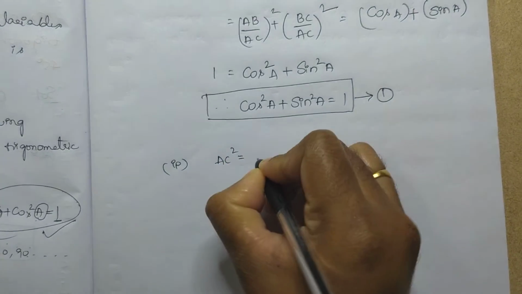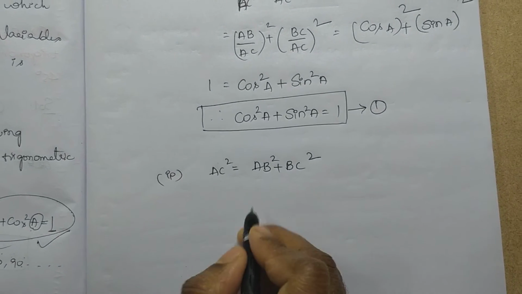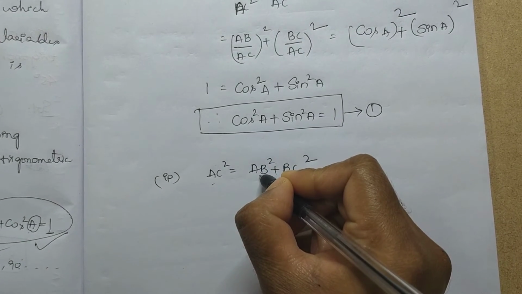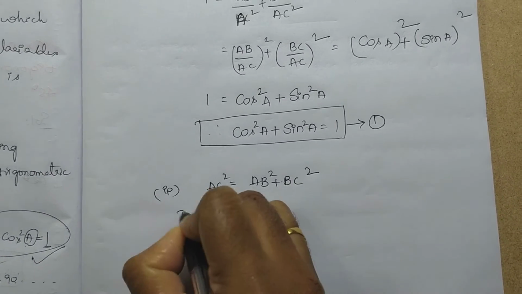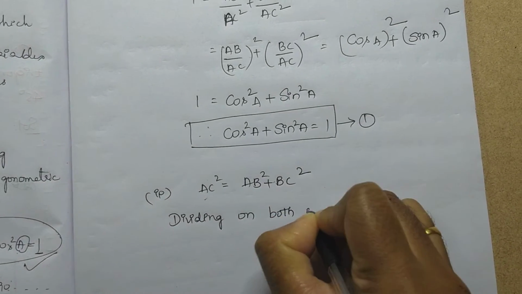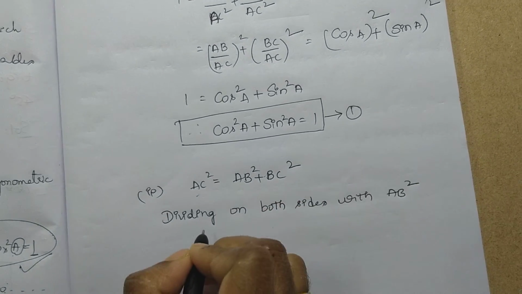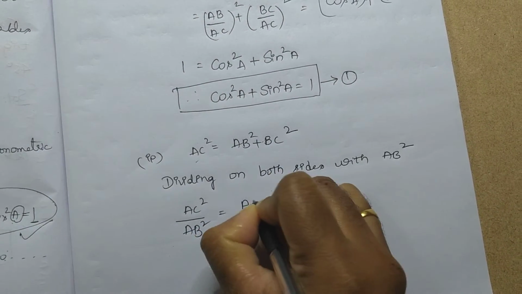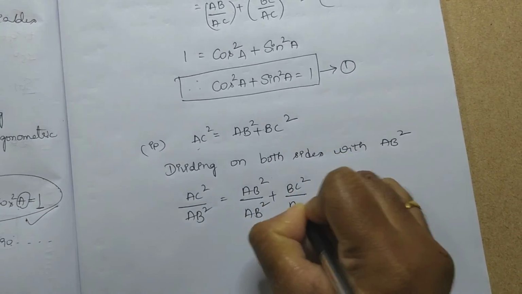Take the same thing as AC square equals AB square plus BC square. The next step, what will I do? Dividing on both sides with AB square. So first I have taken AC, next in the second case divide with AB square, in the third case divide with BC square. So in the second case, dividing on both sides with AB square, what do we get here? AC square by AB square equals AB square by AB square plus BC square by AB square.